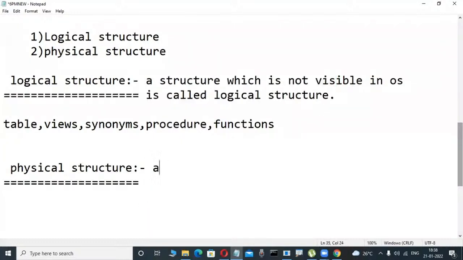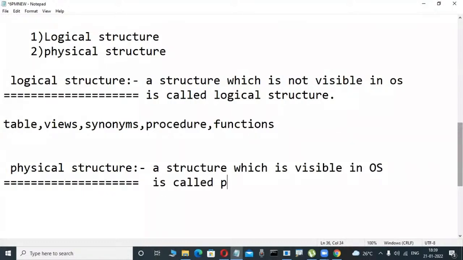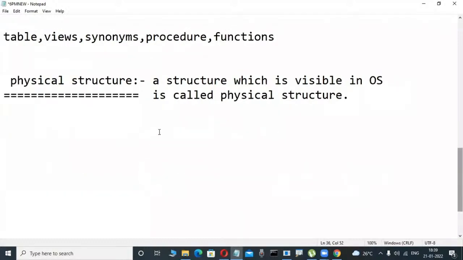Don't write it down, observe it here. A structure which is visible in the operating system, the OS, is called a physical structure. Who works in this physical structure? It's a big concept. I'm only giving the definition side, because today I will tell you which definitions are correct. A structure which is visible in the operating system is called a physical structure.